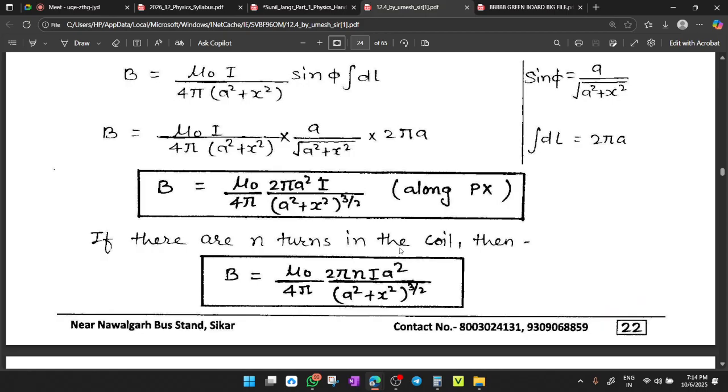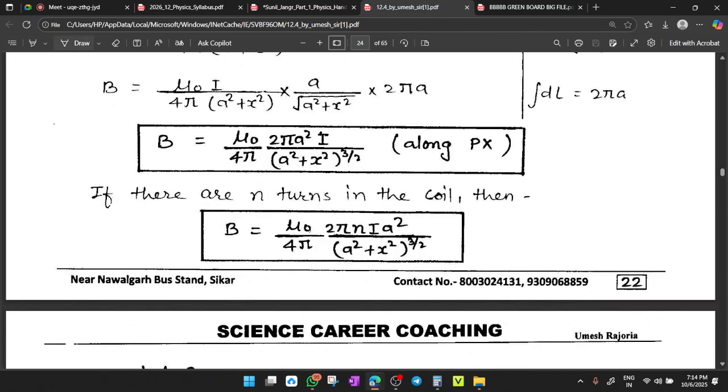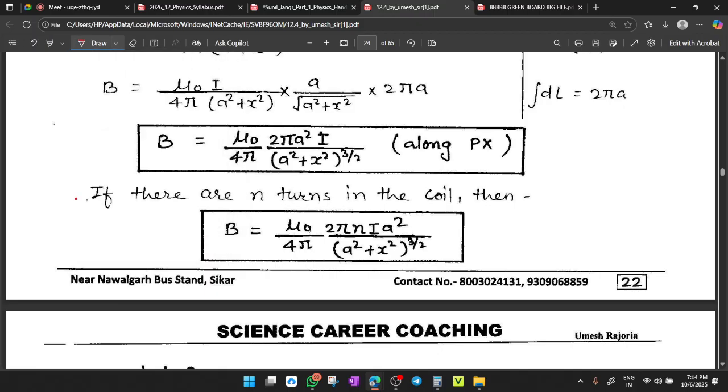So we're starting our chapter here, continuing lecture number 2, magnetism, moving charge and magnetism. In yesterday's class, we derived the expression for the intensity of a magnetic field on the axis of a circular loop. There we saw a very important result: mu 0 upon 4 pi, 2 pi a square I, upon a square plus x square whole to the power 3 by 2. Clear?